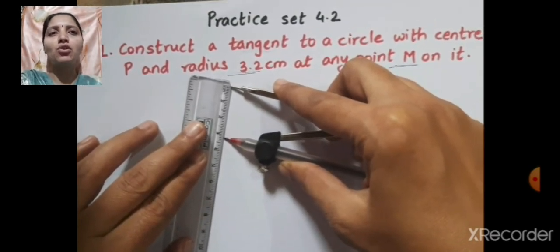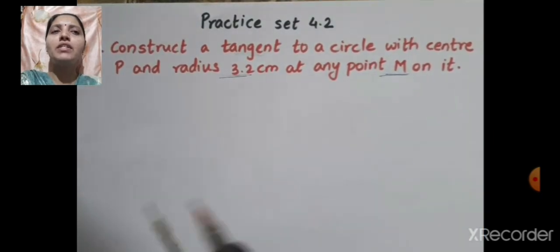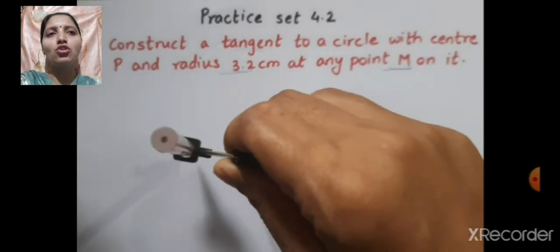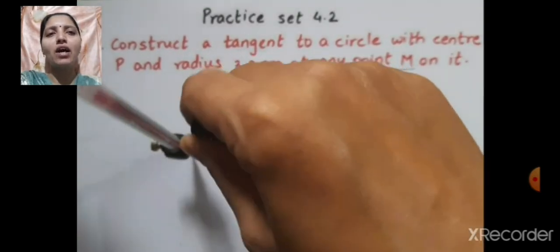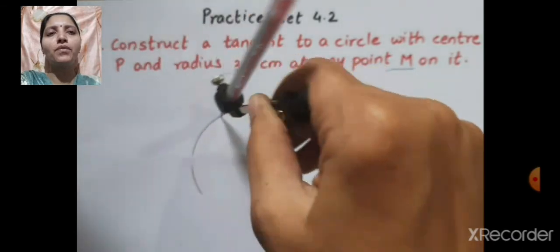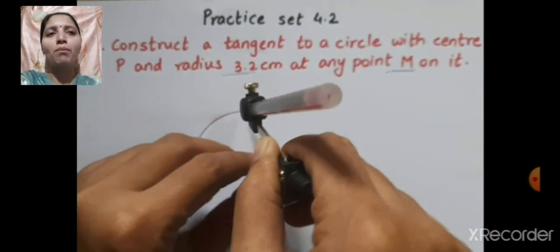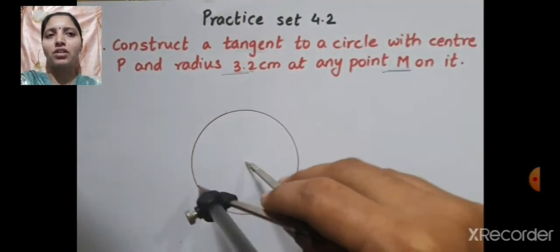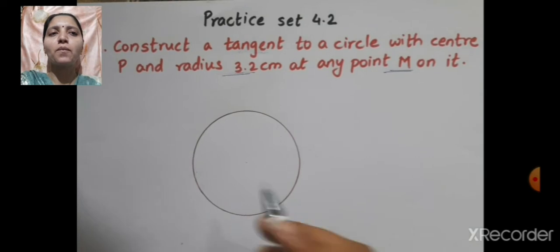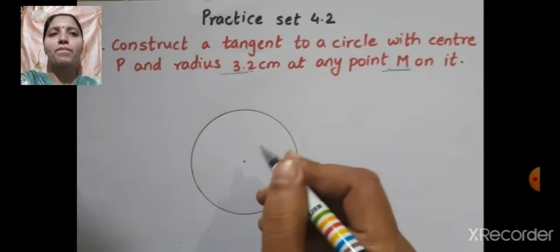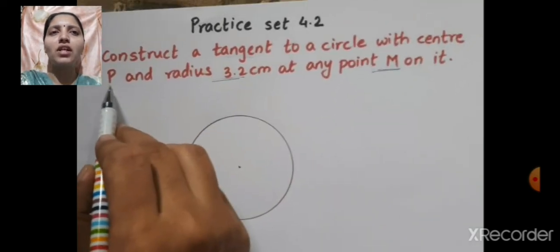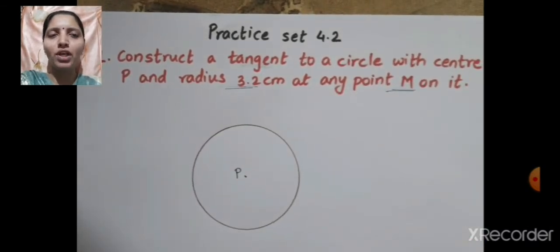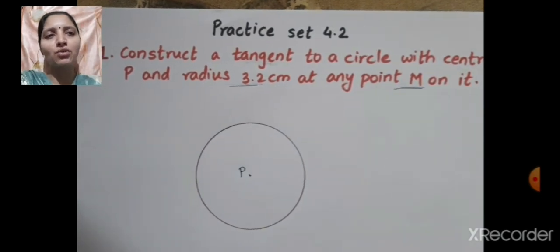Let's first draw the circle of radius 3.2 centimeter. In the compass, I have taken a distance of 3.2 centimeter, and now I am drawing the circle. Here I am using a pen, but you have to use a sharp pencil for the construction. This is the center of this circle. Now the center is given as P, so we have to write P only. If the center is not mentioned, you can use any letter.